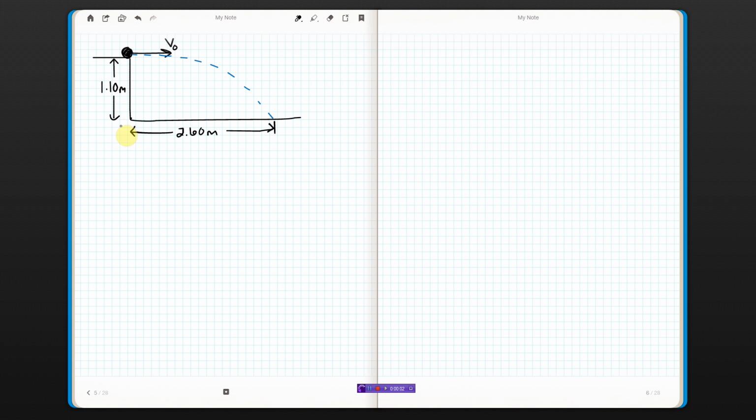A ball rolls off a countertop 1.1 meters above the floor and lands on the floor 2.6 meters away from the point directly under the edge of the countertop. So basically this thing went that far. At what speed did it roll off?